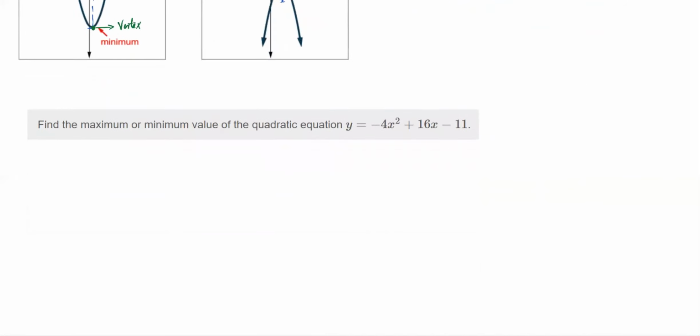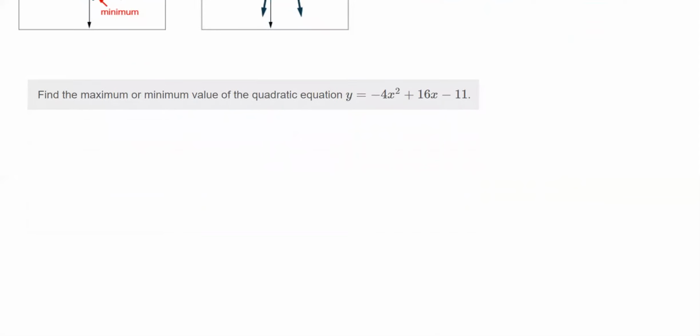So let's take a look at this question. Find the maximum or minimum value of the quadratic equation, and that's given to us. Now, we don't have to graph this. Okay, that's the whole point. The whole point is to be able to do this algebraically and verify it graphically. So for that, we'll just do a quick sketch. Again, I need to know where the vertex will be, and we're going to find that. But just by looking at the A, B, and C from here, let's do that. A is -4, B is 16, and C is -11.